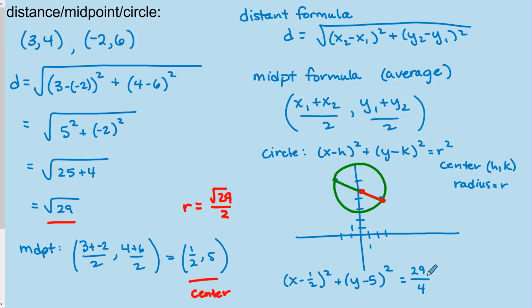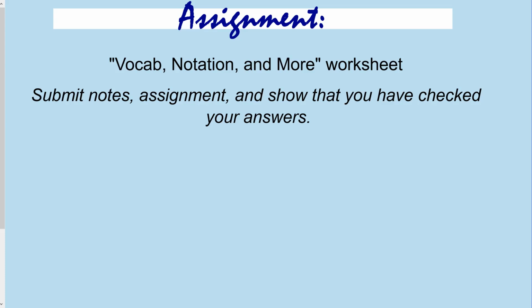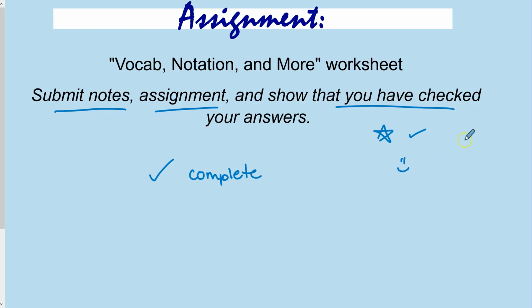Okay, so we've gone through a whole bunch of little things, little but important things that are the foundation of your next math lessons. And for an assignment, I've made you a worksheet on vocabulary, notation, and more. Be sure when you turn this in that you also submit your notes along with your assignment and show that you've checked your answers. That's how you're going to get a mark of complete on your homework. You need to do all 3 of those things. To show you've checked your answers, remember you can put stars or check marks or happy faces or whatever your method is, highlighting, just as long as it's clear.